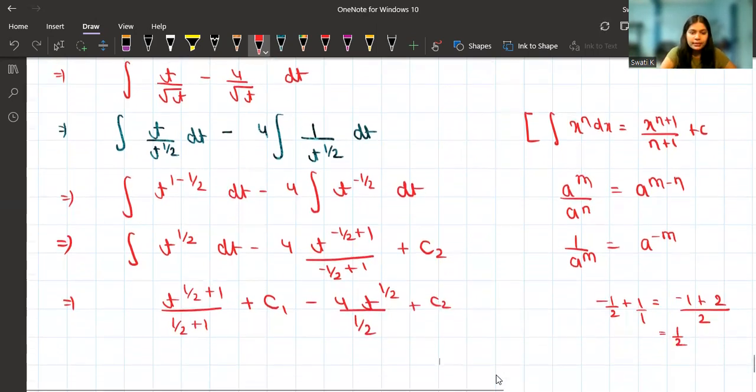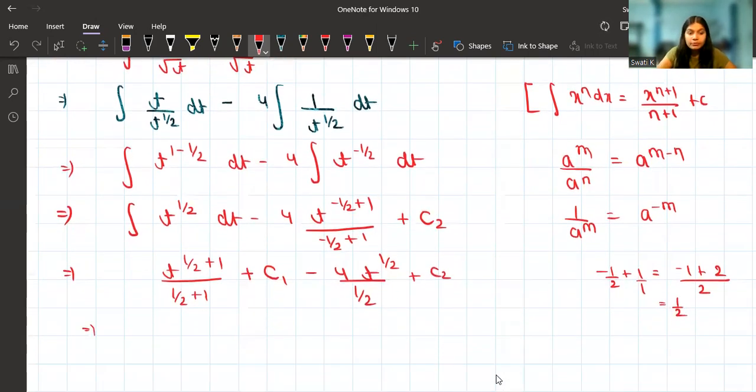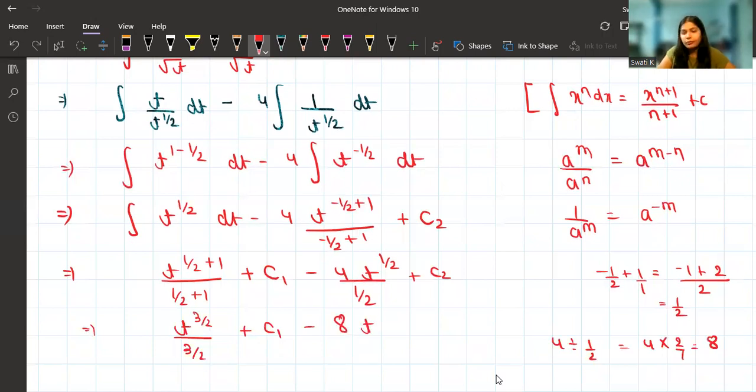And let's simplify this further. Now this, if you simplify after taking LCM, this will become 3 upon 2, and this is of course 3 upon 2 plus the constant of integration, and this is 4 upon 1 upon 2. So this 2 will go in the numerator because 4 divided by 1 upon 2 is the same as 4 times 2 upon 1, that is 8 upon 1, which is 8 only. So it is 8, and then t, and then 1 upon 2 you can also write like this, and then plus C2.